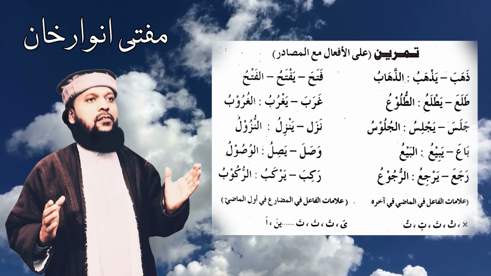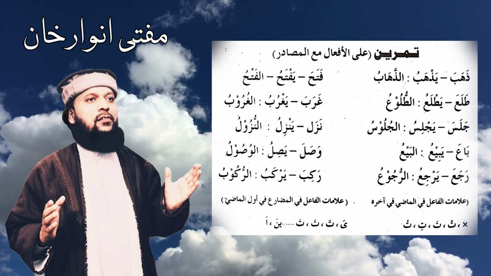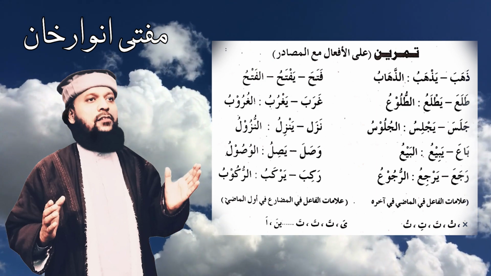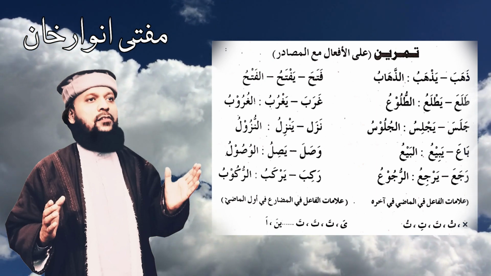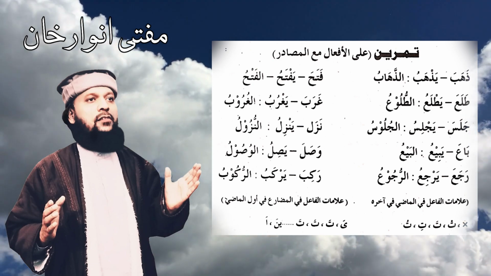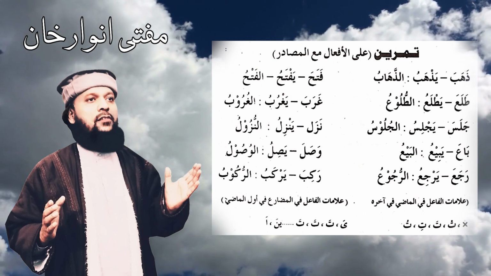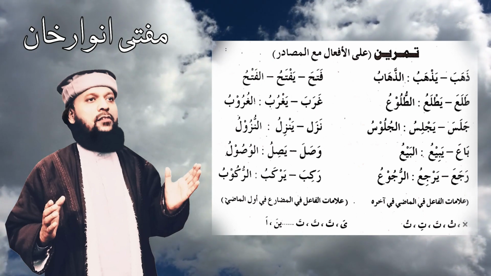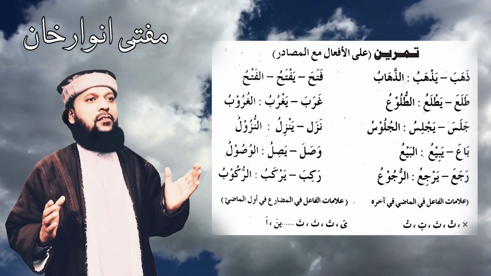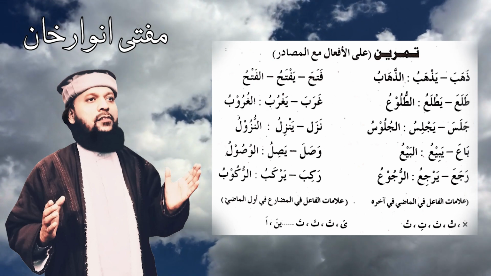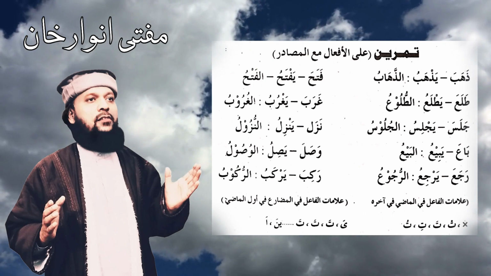Rakiba is madi, yarkabu is mudari, ar-rukub, this is the verbal noun, masdar. The signs of the subject in the past tense are at the end of the word. For example, ta with sakin, ta with fatha, ti with kasra, tu with dhamma. These signs are attached to the end of the madi, past tense, and they are basically the subject in the verb.